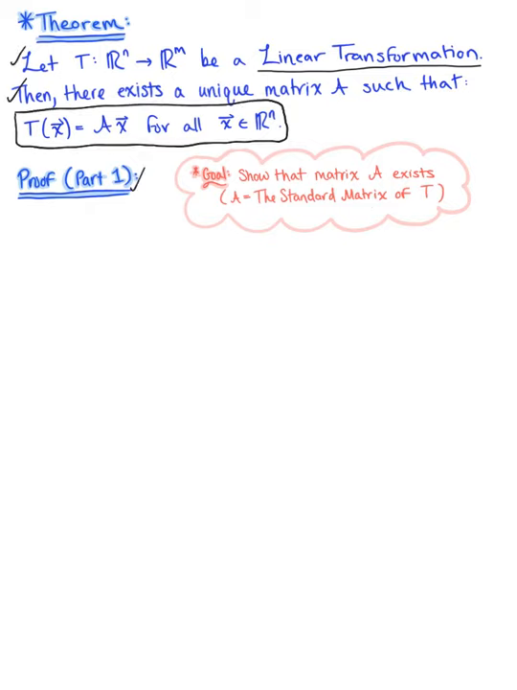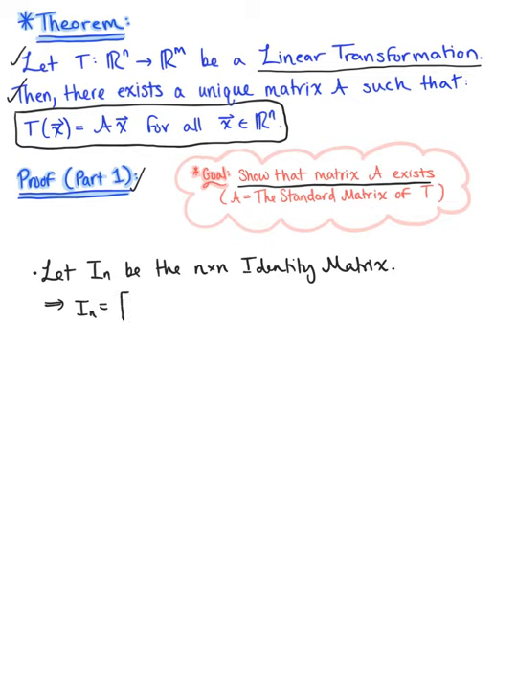For part one, the goal is to show that matrix A exists. We already looked at this in the 2x2 case, but we're extending this to higher dimensions here. The setup for the proof is the same. To begin, let I sub n be the n by n identity matrix. We know that the column vectors of our identity matrix are the elementary vectors. So the n by n identity matrix has column vectors e sub 1, e sub 2, all the way up to the elementary vector e sub n.